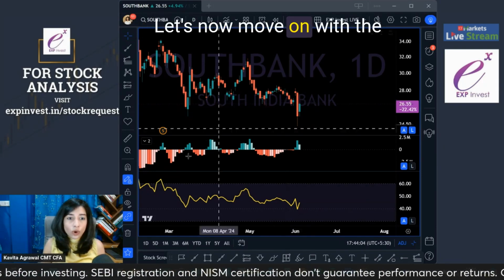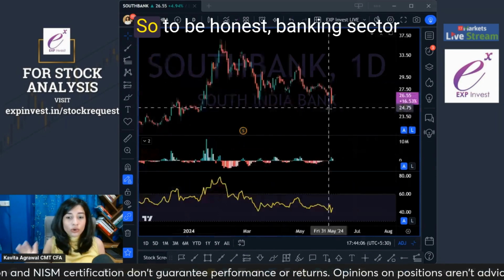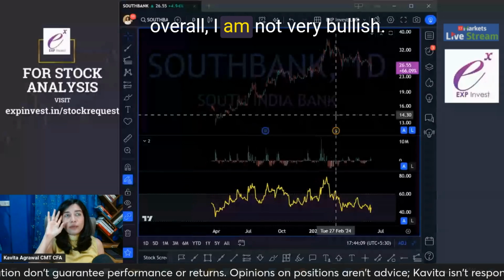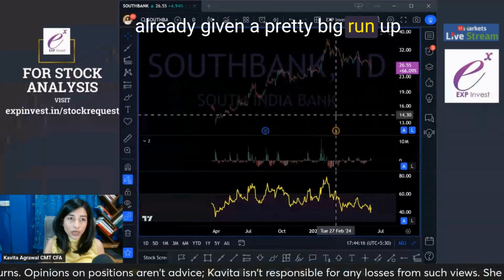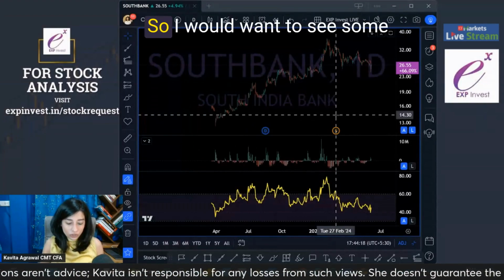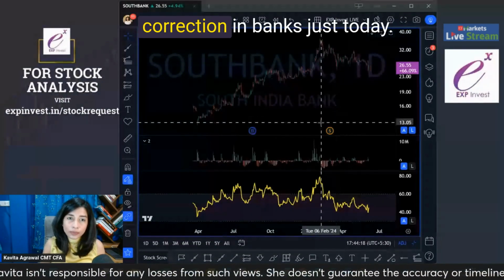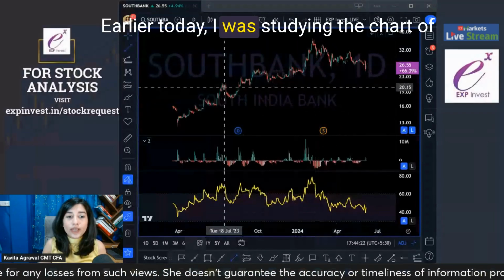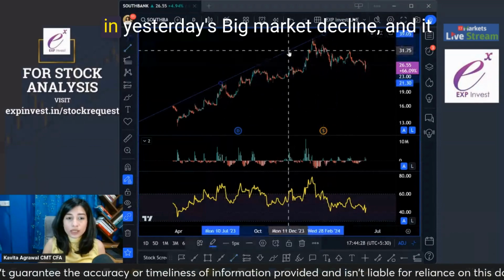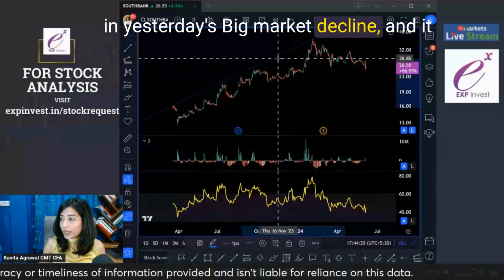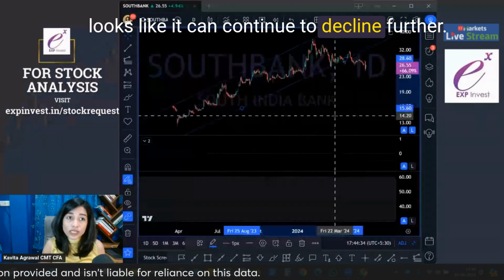Let's now move on with the analysis of South Bank again. So to be honest, on the banking sector overall, I am not very bullish. I have a feeling that banks have already given a pretty big run up without a significant correction. So I would want to see some correction in banks. Earlier today, I was studying the chart of SBIN, and SBIN has taken a pretty big hit in yesterday's big market decline, and it looks like it can continue to decline further.